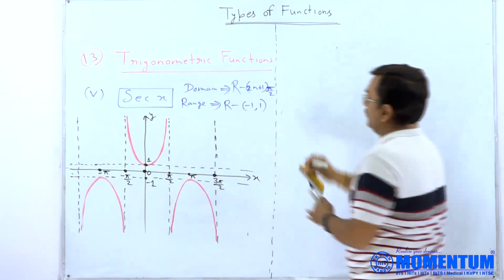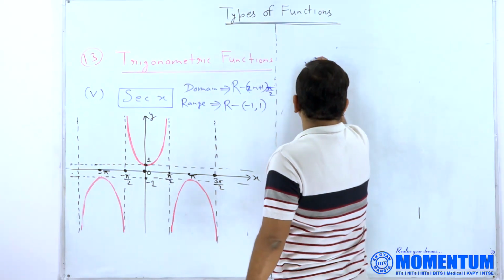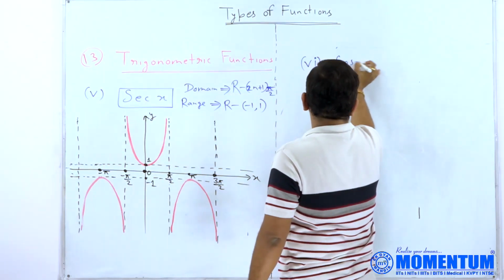Now the sixth trigonometric function is cosec x.